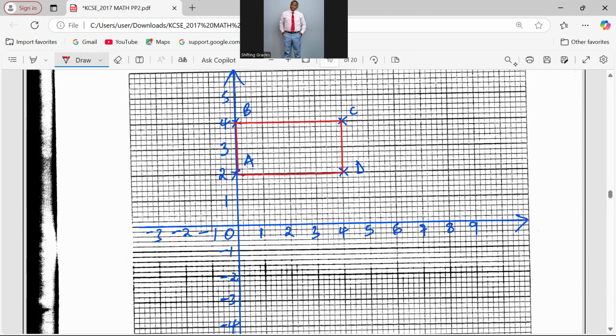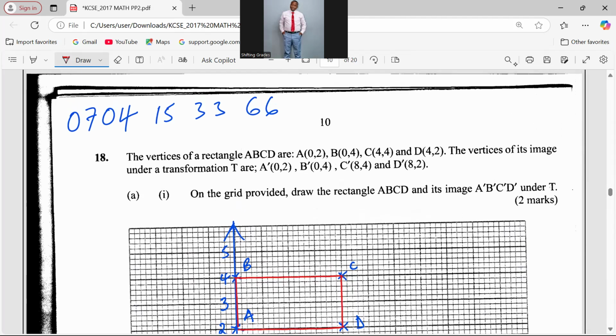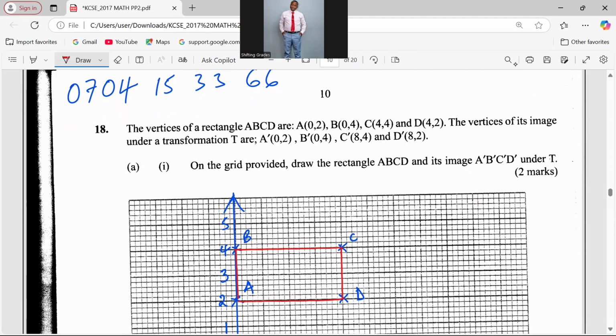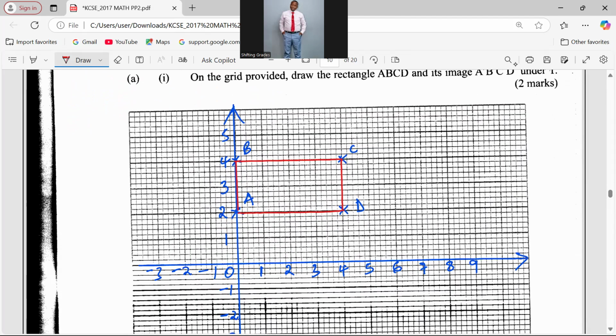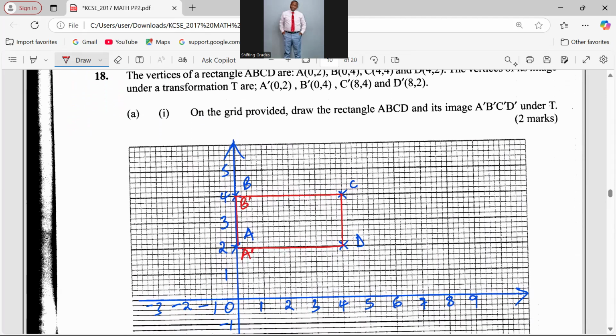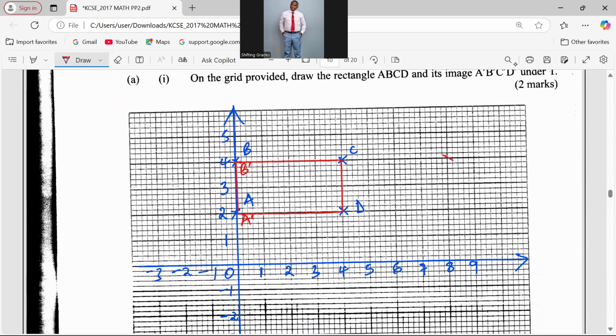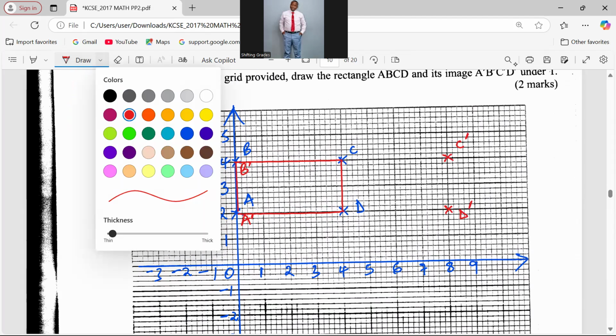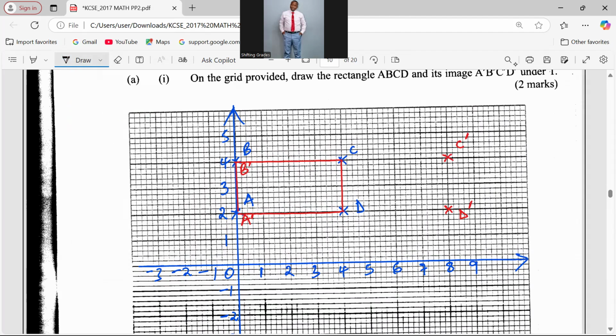Now we have the first rectangle. Then the second one: the coordinates of A remain together with the coordinates of B. Therefore, B prime is at the same point, and A prime at the same point. But now C and D: C is going to 8, 4. This is where C prime is. Then we have D prime at this point. So now we have to get the new rectangle.